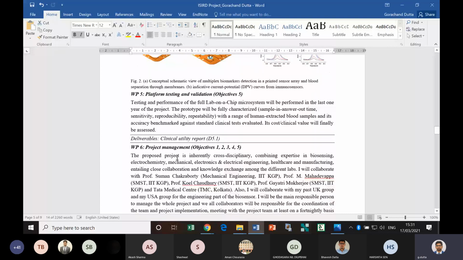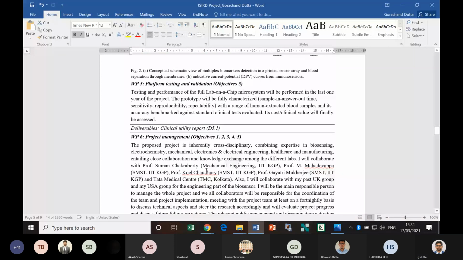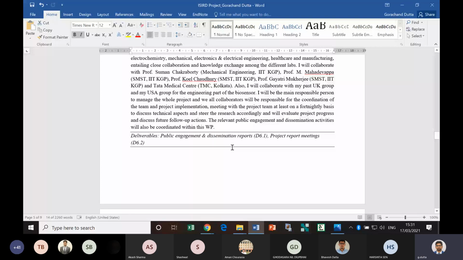I mean, how you will manage this one, with whom you will collaborate, like this way, as I mentioned. Okay. Now finally come to the grand chart.